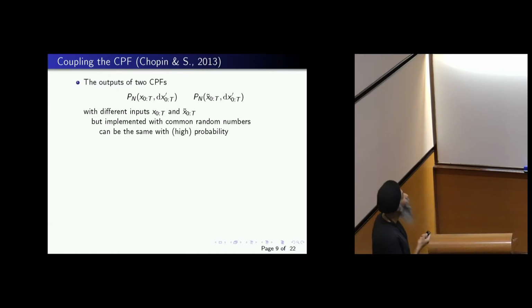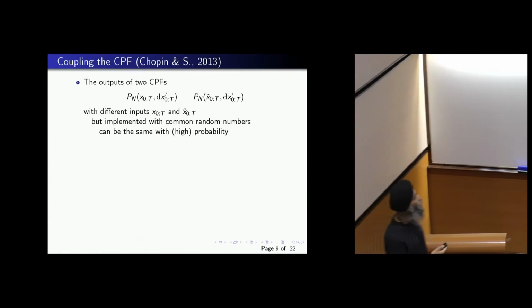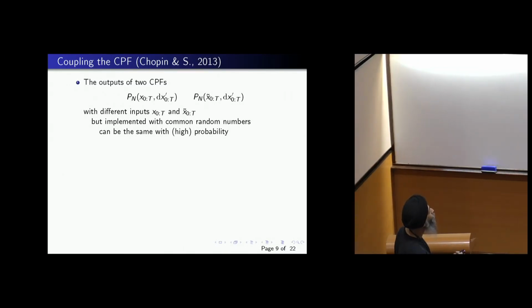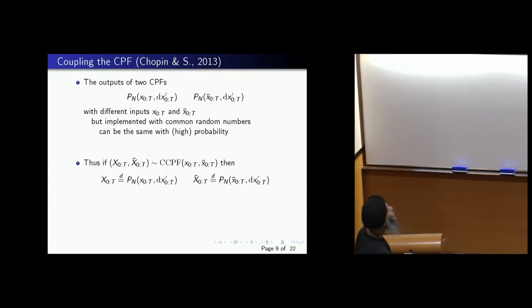If you implement these two conditional particle filters with common random numbers and you make everything as common as you possibly can, then the outputs of them after one time step can be the same with some probability. And the whole idea is, is this probability significant? Is it close to 1, or is it something that we'll never see in any of our lifetimes?